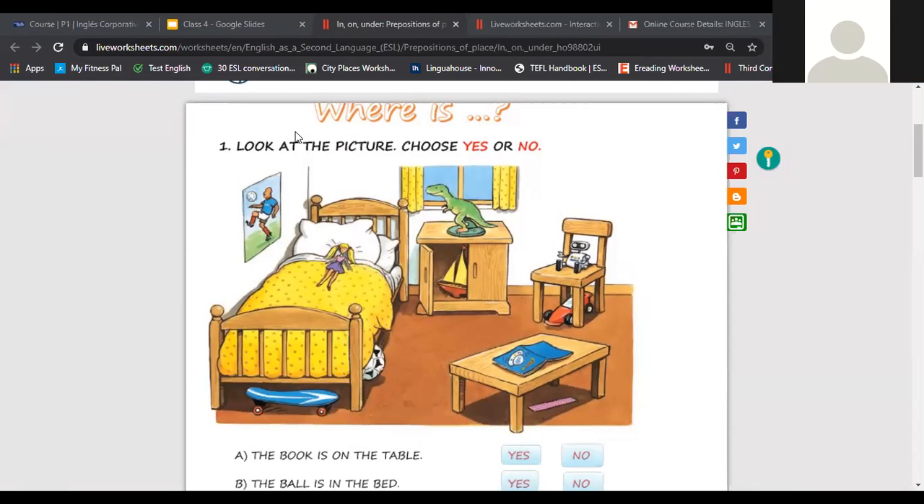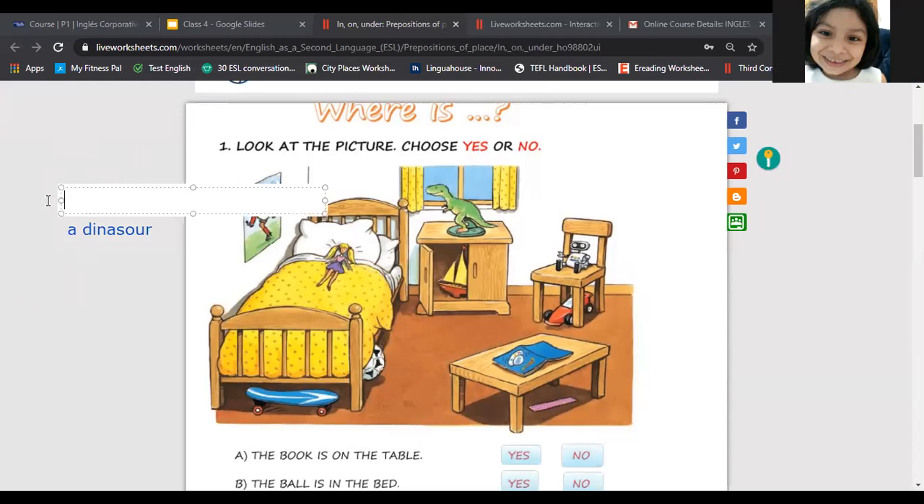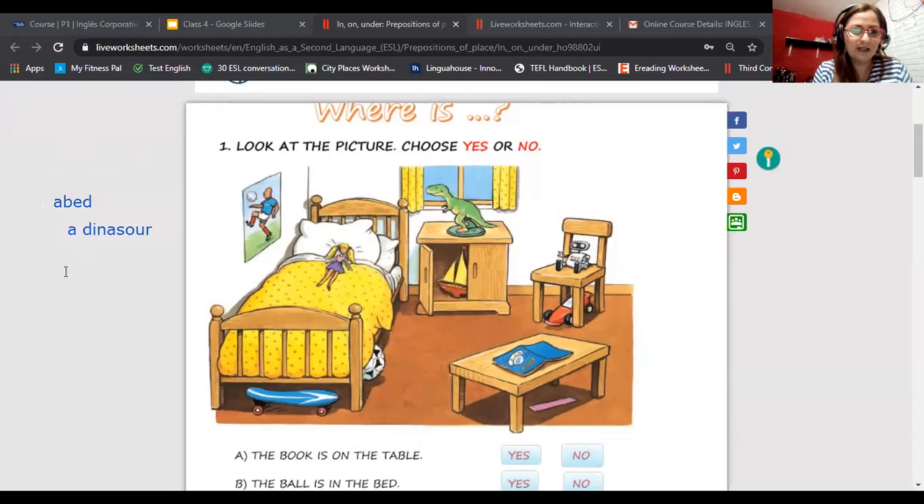I see a bed. I can see a dinosaur. A dinosaur. Very good. Let me write it in here on the screen. A bed. All right. Another one. Dinosaur, right? A dinosaur. Shark. A skateboard. A dog. Okay, I am going to go one by one.